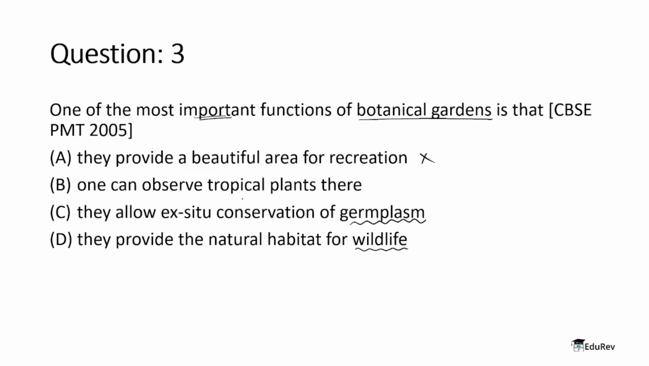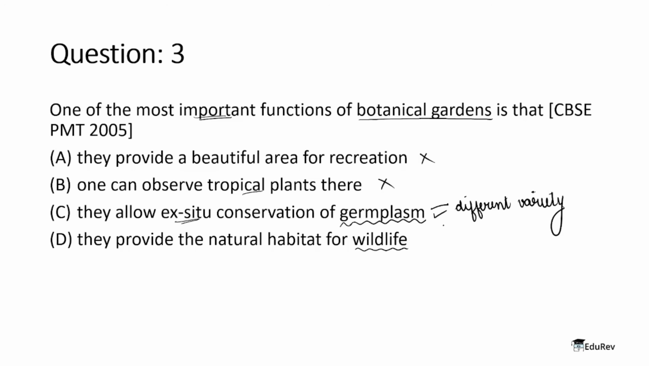Now look at option C. They allow ex situ conservation of germplasm. Of course, as we read, ex situ conservation is there in a botanical garden. And by germplasm, what we mean is different varieties of all plants. So yes, they allow ex situ conservation of germplasm. This is correct, and this is the most important function of a botanical garden. So option C is correct.